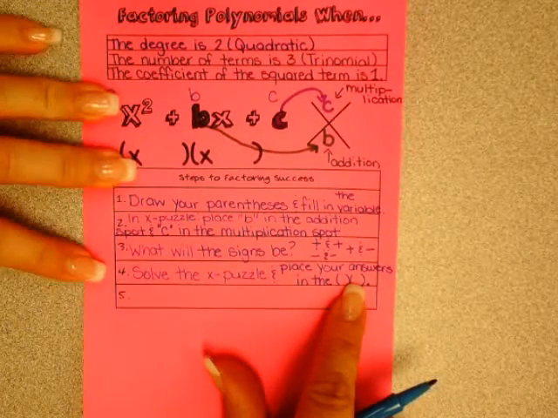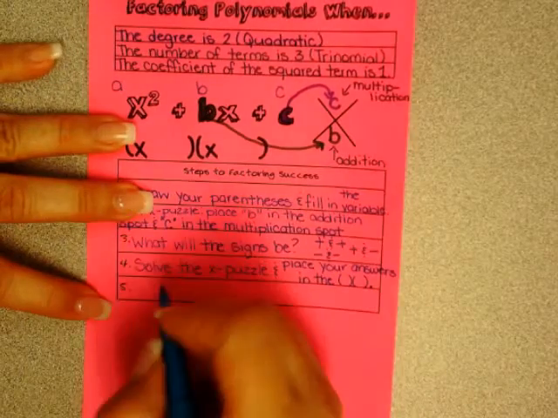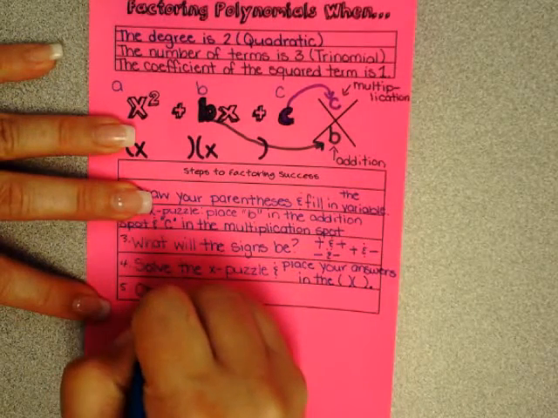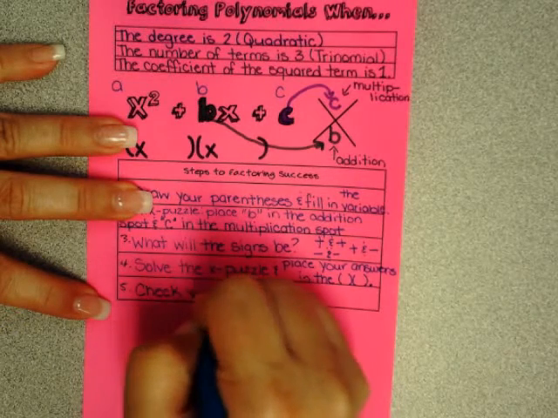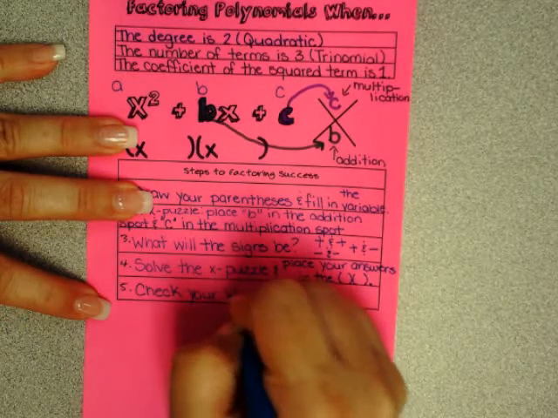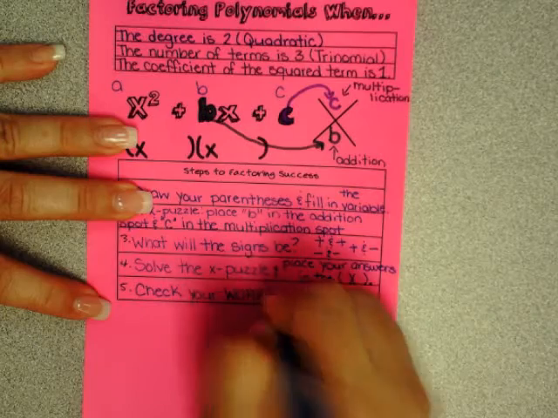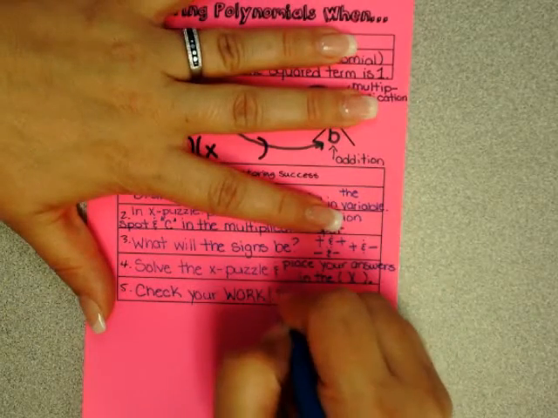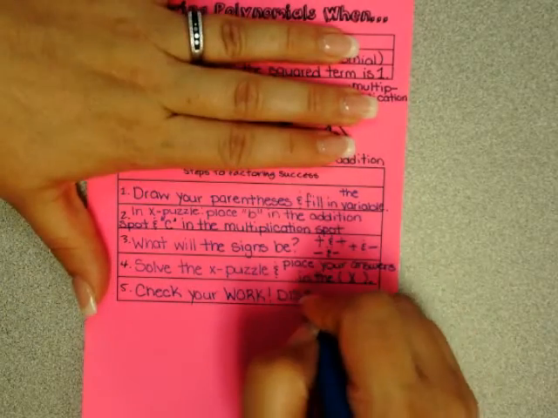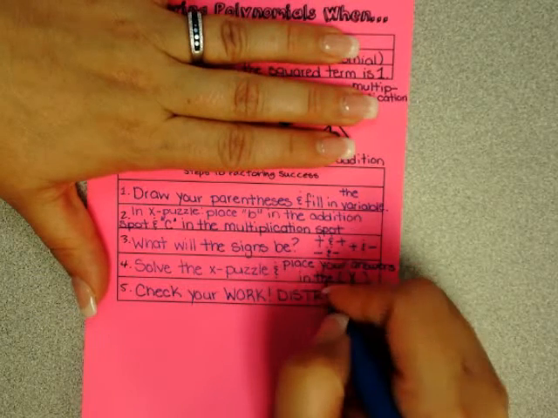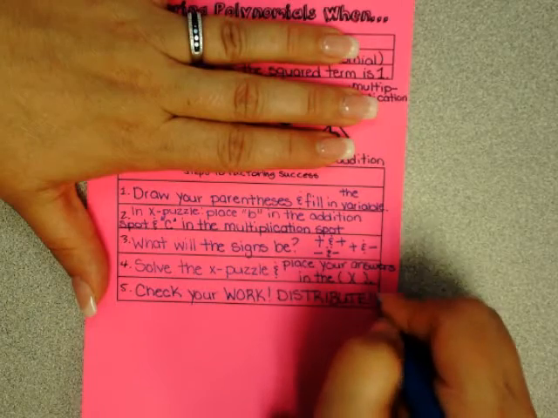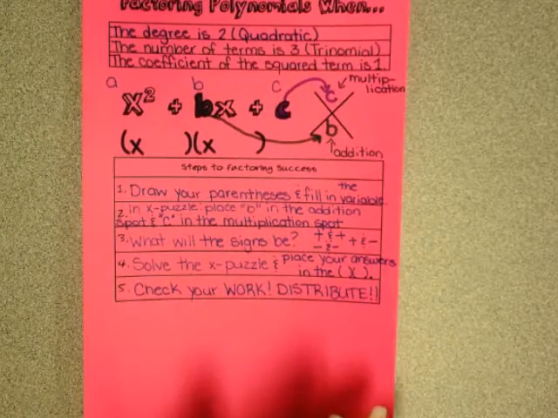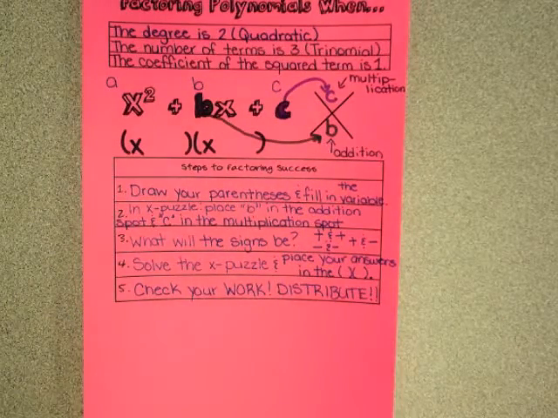Your last and final step, step 5, check your work. This is a very important step. Careless mistakes are made when factoring, and when we make careless mistakes, we get points off of our tests and quizzes. So basically, to check your work, you have to distribute. Foil, distribute, whatever you want to call it. All right?